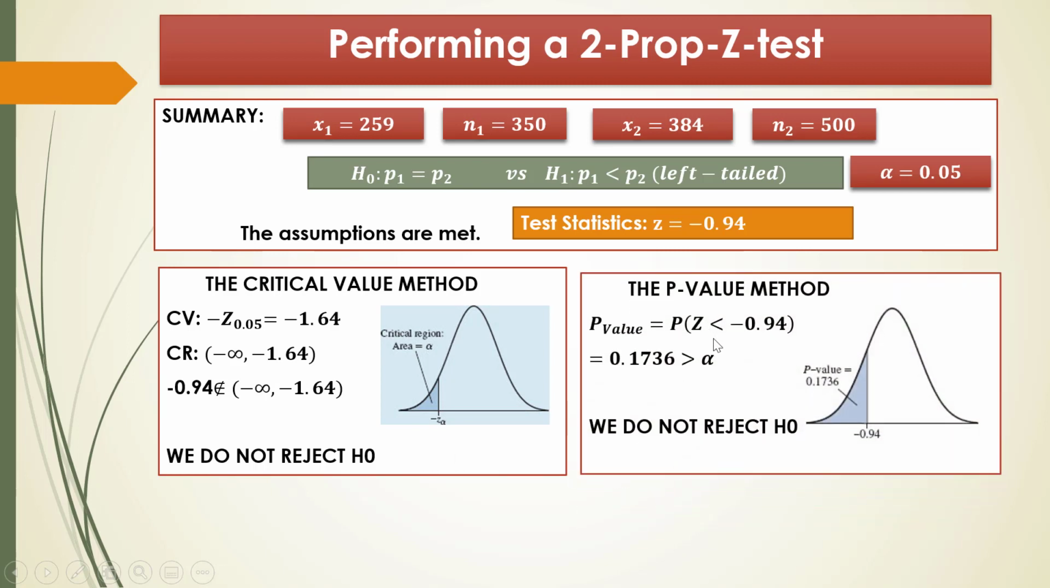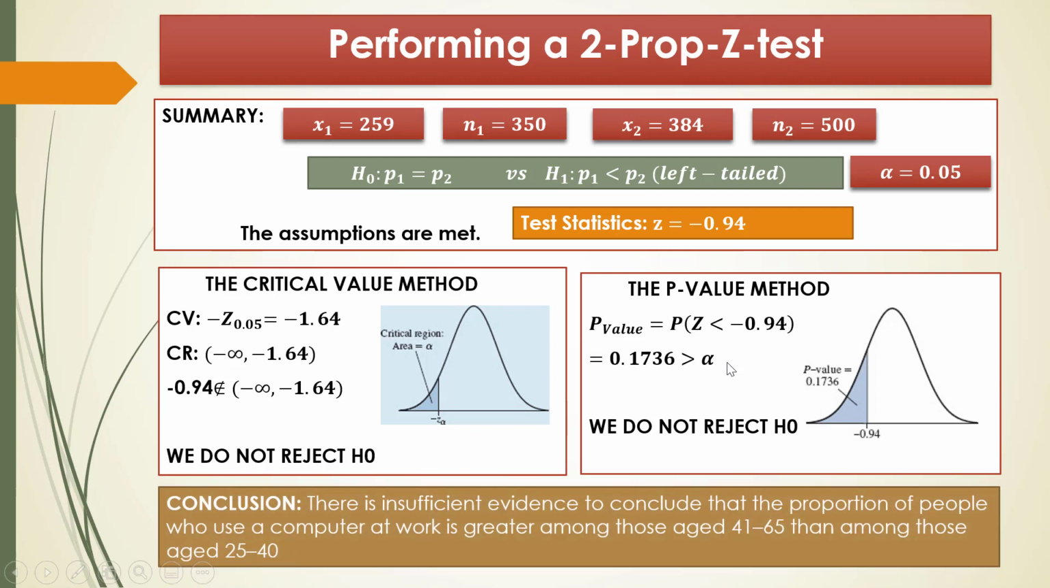Now the p-value method. The p-value of this test is the area under the standard normal curve to the left of negative 0.94, and it is 0.1736, which is greater than 0.05. So we do not reject the null hypothesis. Remember, the smaller the p-value, the stronger the evidence against the null hypothesis. Here the p-value is large, greater than 0.05, so we cannot fight against the null hypothesis.